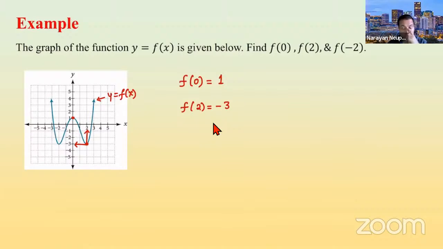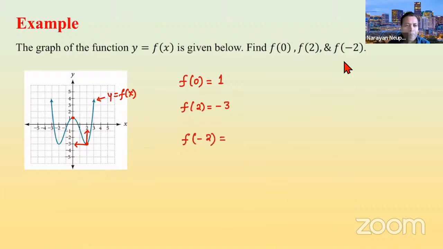So what you have to do is, for a given x value, you have to determine where that point is on the graph. And for that point on the graph, you have to look for the x and y value. We are looking for the y value here. So let's look at this last one, f of negative 2.